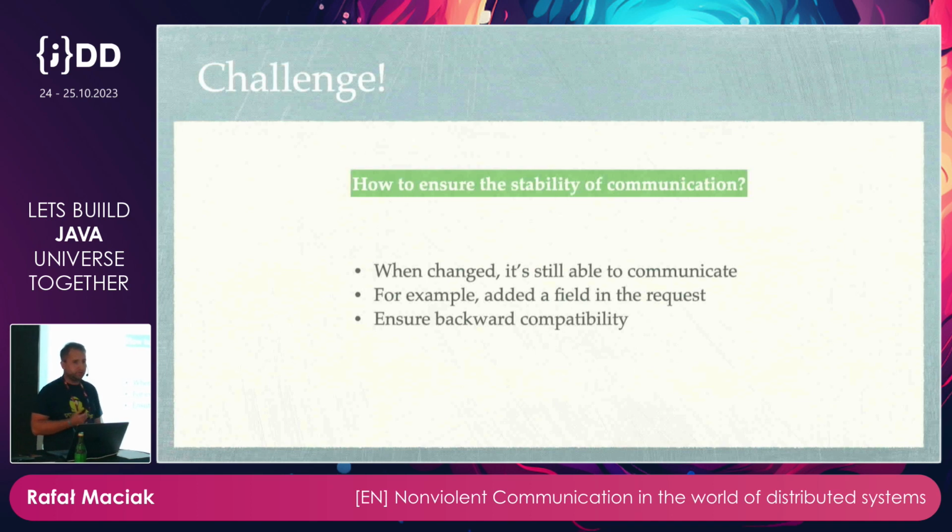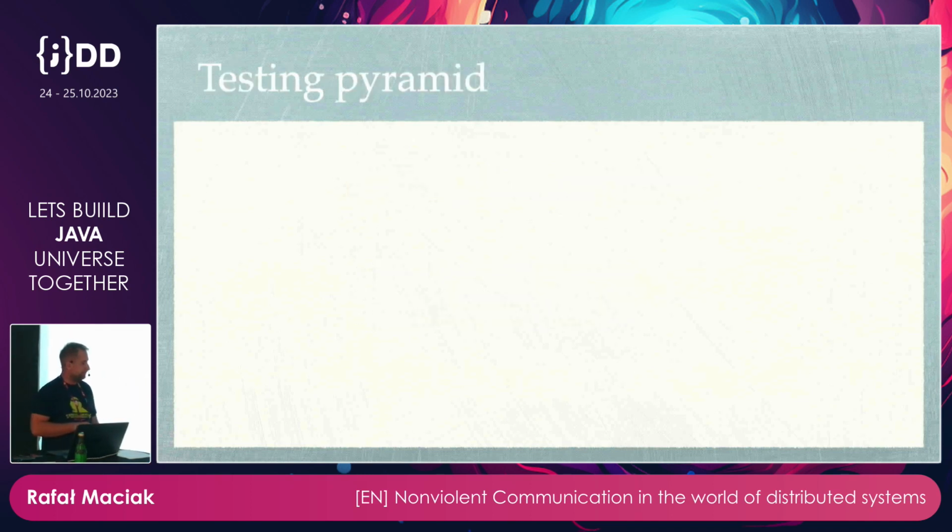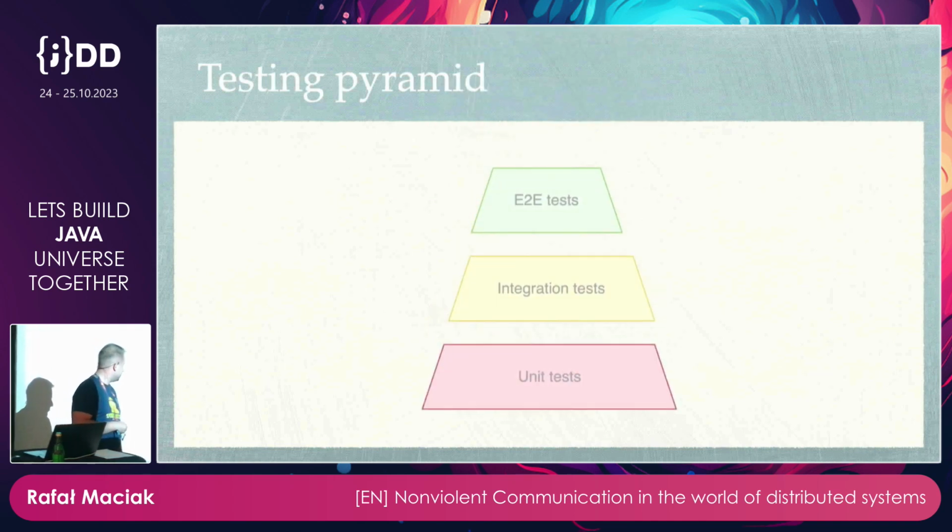So, now we know the problem, we know the challenges. Let's jump into the solution space and check how we can solve them. There couldn't be a presentation about testing without the testing pyramid. This is quite a basic testing pyramid with unit tests at the bottom and end-to-end tests at the top. Let's check whether any of those layers help us with our challenges.